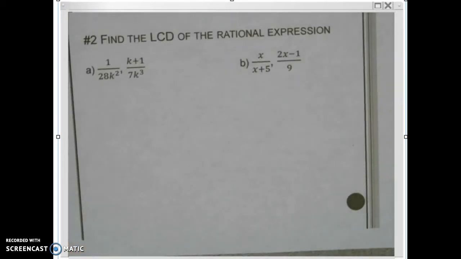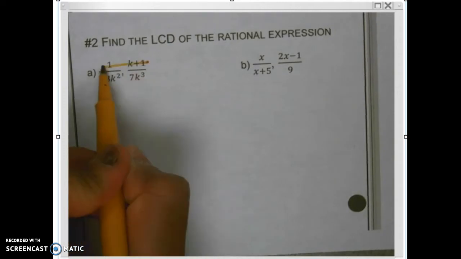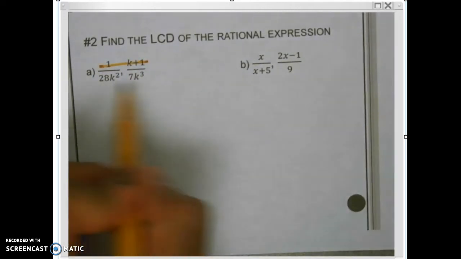For number 2, my directions are just to find the LCD. You really want to be careful when you're doing your classwork or your book assignment, because there are going to be problems where they just say to find the LCD. That means they don't want you to add, they don't want you to subtract, they just want to know what it is.